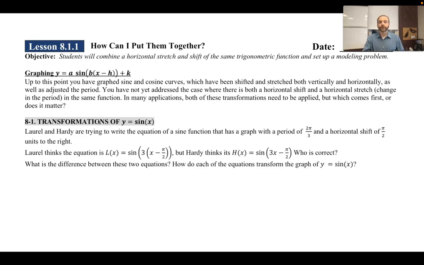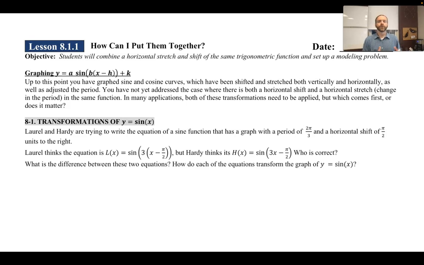So we're starting lesson 811, which looks at putting horizontal shifts and horizontal stretches together with periodic functions. And that's why it's titled, How Can We Put Them Together? If we look at previous graphing of sine and cosine graphs, we've either done a period change or we've done a phase shift. We've never done them together at the same time. So we are going to examine that in this lesson. And then the next lesson, 812, is when we look at modeling using those. So let's just dive right in and take a look.